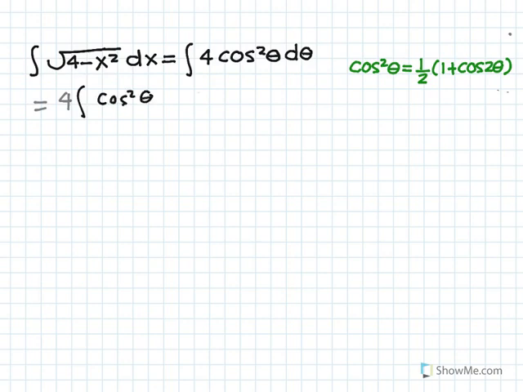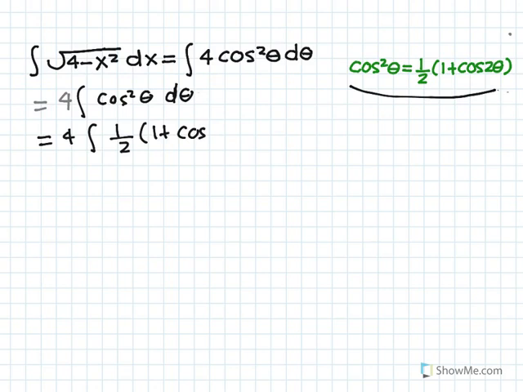We get 4 times the integral of cosine squared theta d theta. And this is where we will apply the half angle identity. That gives us 4 times the integral of 1/2 times 1 plus cos 2 theta d theta. 4 times 1/2 is 2, the integral of 1 plus cos 2 theta d theta.